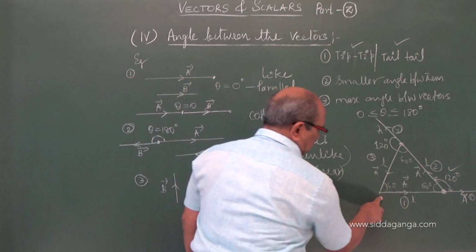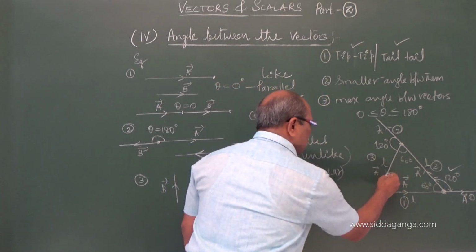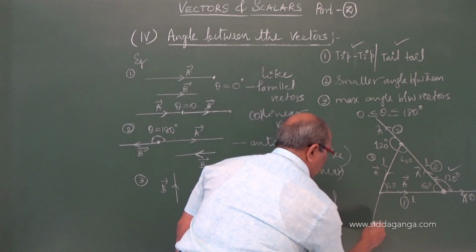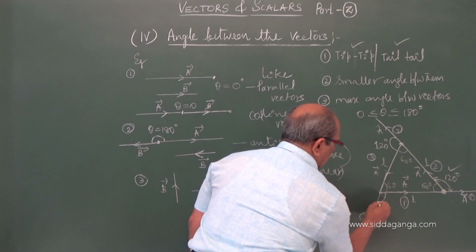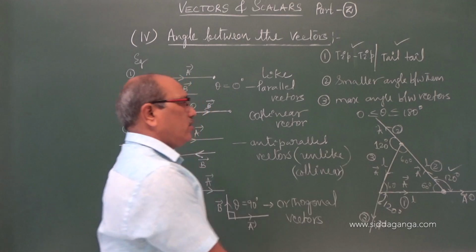And here also, see, it is a tip and this is the tail, it cannot be. Therefore, what we do is we extend this and slide it down. When you slide it down, it is the third vector A, and you get this angle as 120 degree. I hope you have understood.